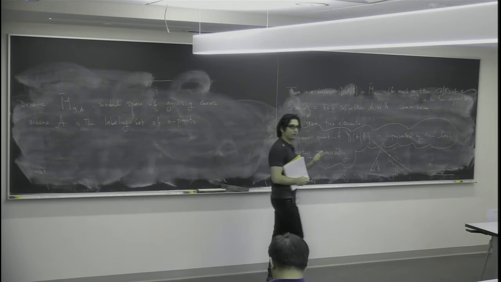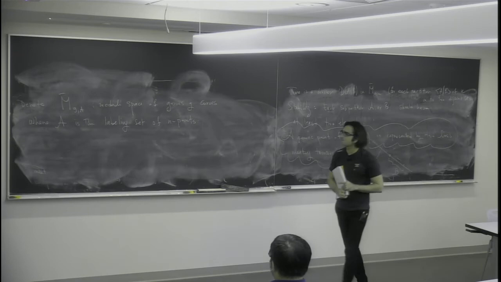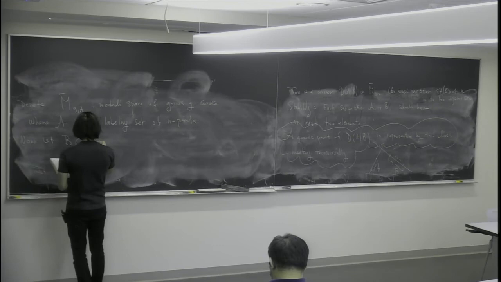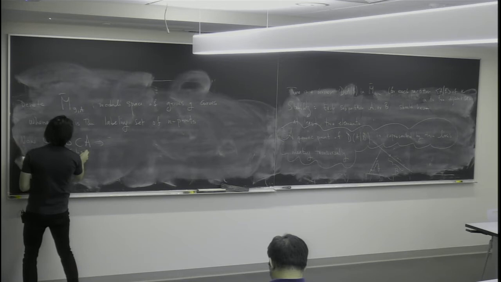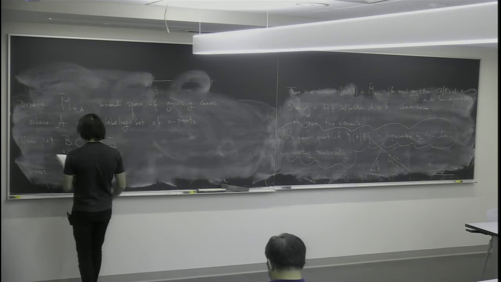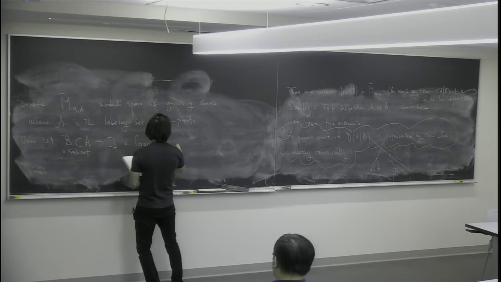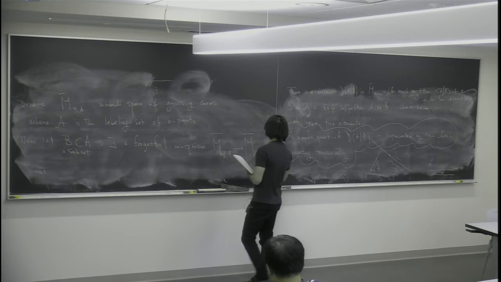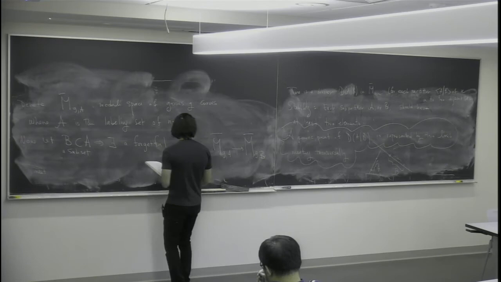All right, now let B inside A be a subset. So for instance, if I label 1, 2, 3, 4, 5, and B is 2, 3, 5. Then there exists a forgetful morphism, which takes you from this M bar G,A to M bar G,B. It forgets those points which are not in B. So it forgets points in A minus B. Okay.